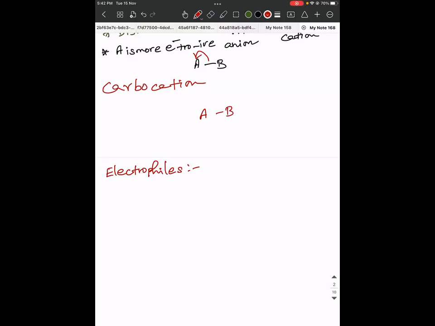So you are taking AB, reacting with CD, and it gives AD and BC. What is the meaning of this equation? Simply you say a double displacement reaction is taking place. Now I am saying NaOH plus HCl giving NaCl plus H2O.